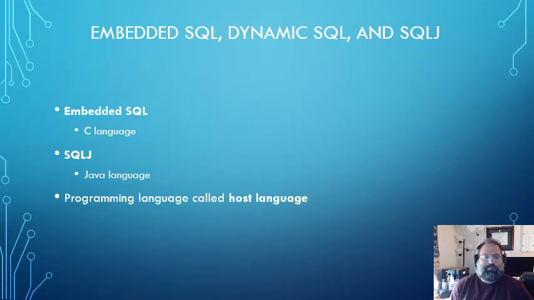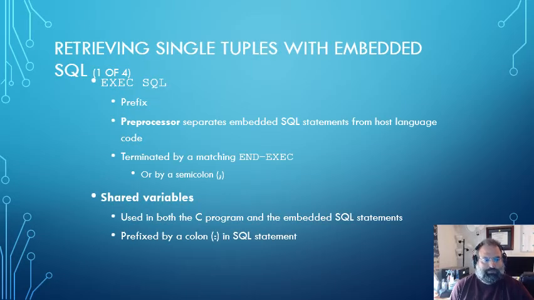So when we talk about embedded SQL, dynamic SQL, and SQLJ, embedded SQL is typically whenever you're dealing with something like a C language. So you're sticking SQL inside of the C language with some special tags that essentially convert it into something that can connect to a database server. SQLJ is something similar for the Java language, and programming languages are sometimes called a host language. That's the host language in which the embedded code is running.